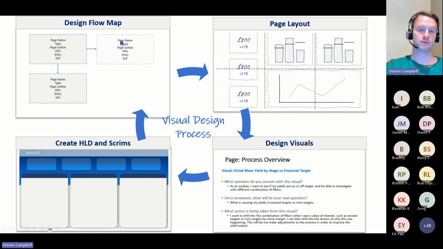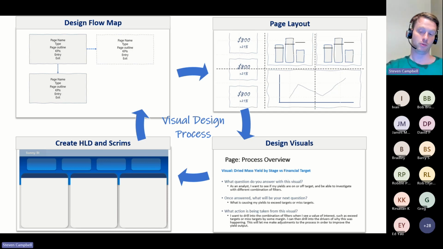The first thing I ever do is this design flow map, where after chatting through and understanding the data, understanding the audience, I will just basically map out what each page, how many pages, what their name is, the type of page they are, right? Is it a main page? Then I'll go into this layout. For each page, before I get into Power BI, very simply put out the layout where I think the main graphs are going to go on that page.